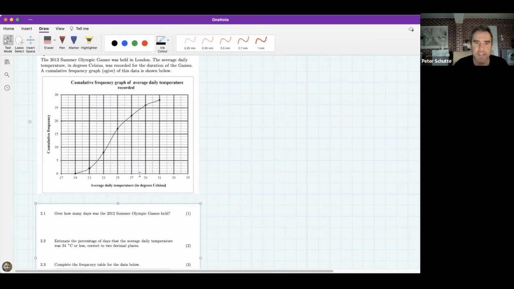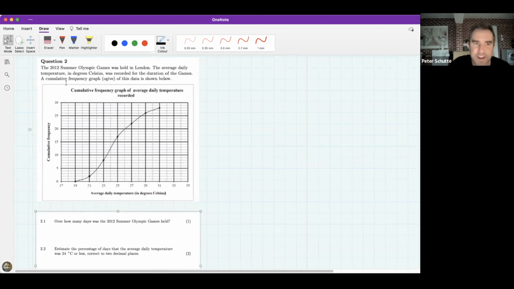So it says, the 2012 Olympic Games were held in London. I remember them actually, they were very cool. The average daily temperature in degrees Celsius was recorded for the duration of the games, and a cumulative frequency graph is shown. So you have our cumulative frequency on the vertical, and we have the average daily temperature on the horizontal. Over how many days was the 2012 Summer Olympic Games held?